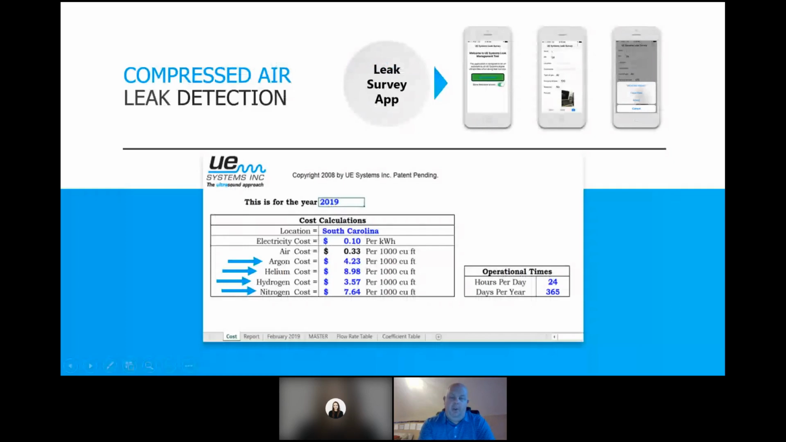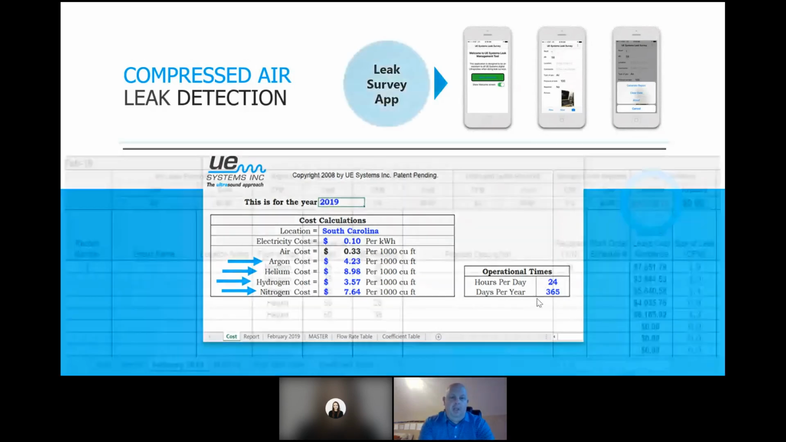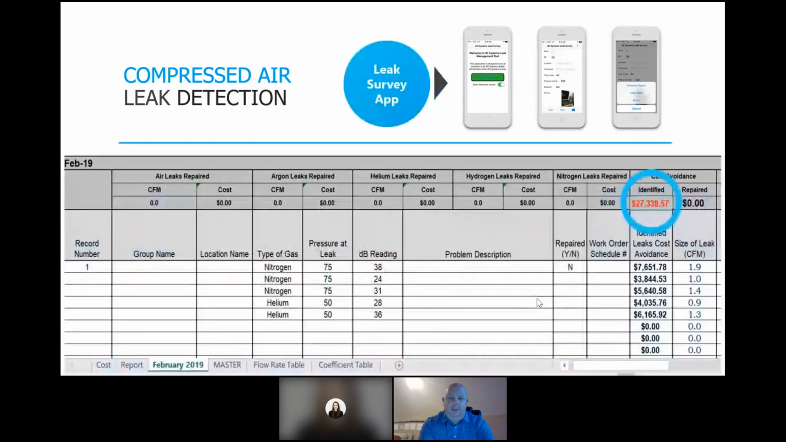So going back to our leak survey app, as you noticed here, we also have it set up for some of these other gases. So you would just enter in your cost per 1,000 cubic feet, so how much you're paying for that gas. And again, you have the same operational times there that can be adjusted. But again, the default is going to be on an annual or a per year basis. So here is just a sample report from a particular facility that was using nitrogen and helium, and these were just 5 of the leaks that we documented.